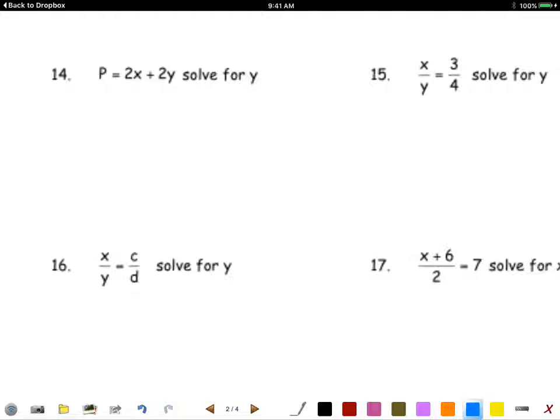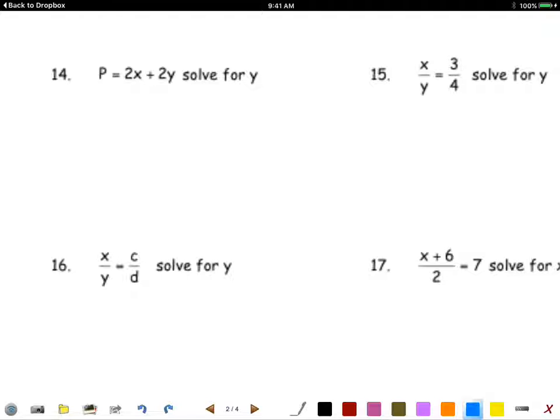Anybody know what that formula actually is? Number 14. What does that look like the formula for? Perimeter of a rectangle. Because you got 2 lengths and 2 widths, right? Maybe your x is your length and your y is your width. Maybe that's what it is.